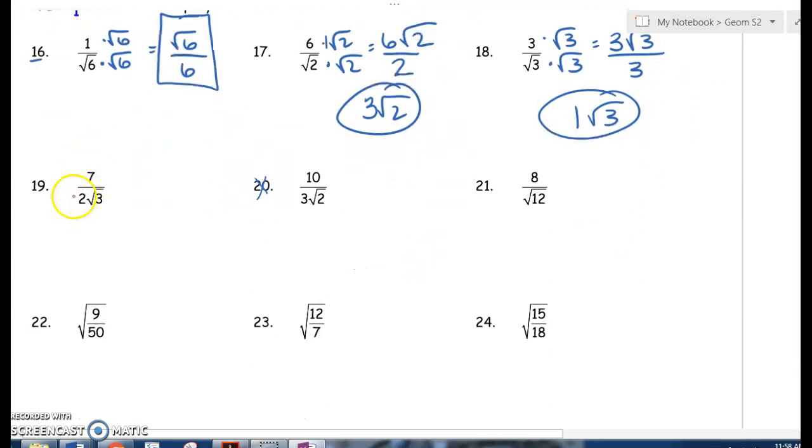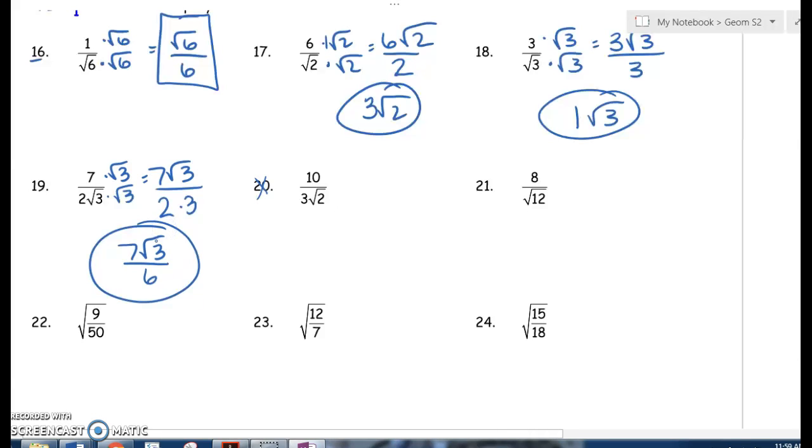All right, for this one, we're going to multiply by root 3, and you have 7 root 3 on top. Root 3 times root 3 is 3, and then there's still a 2 on the bottom. 2 and 3 make 6, and then we have 7 root 3 on top. If you could reduce 7 over 6, you would do so, but you can't.